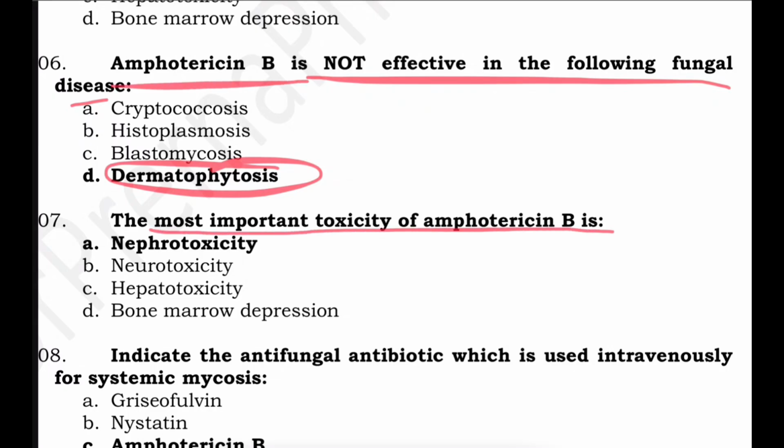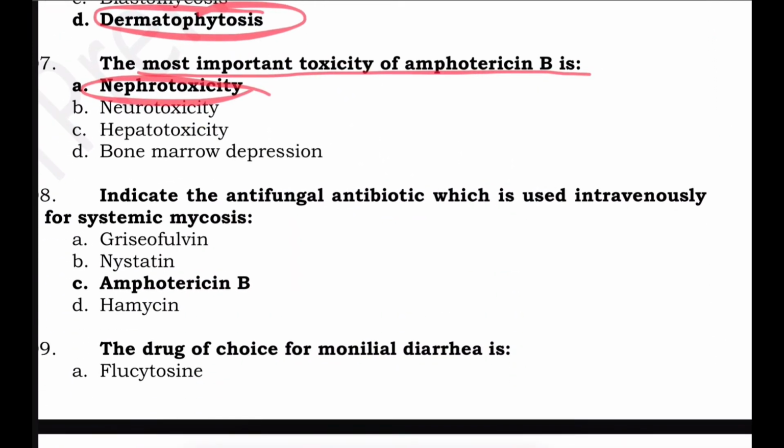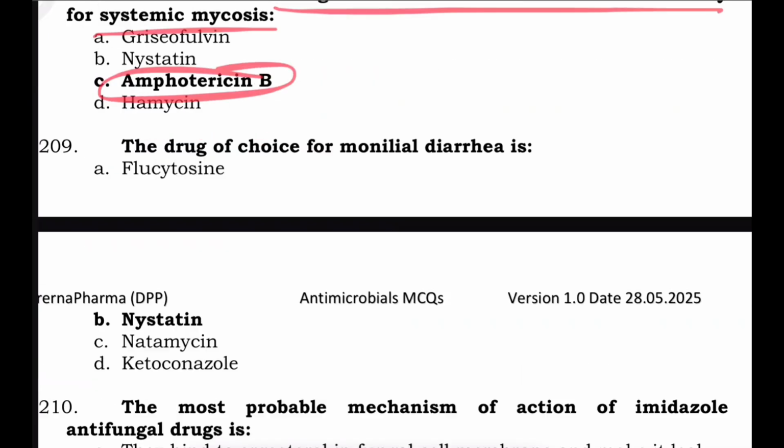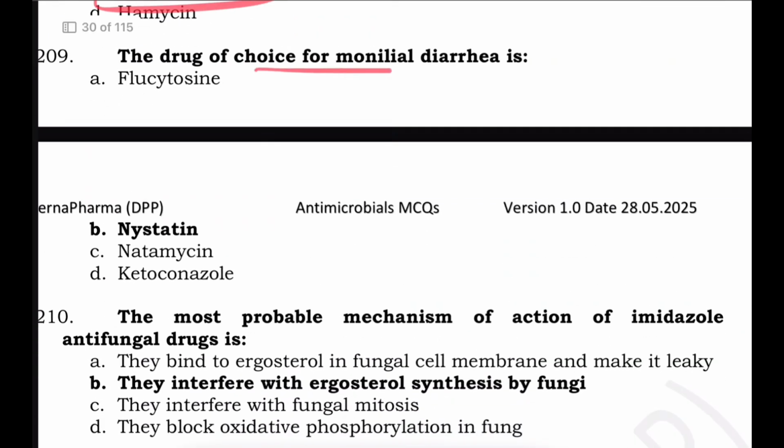The most important toxicity of amphotericin B is nephrotoxicity, right? Indicate the antifungal antibiotic which is used intravenously for systemic mycosis. Amphotericin B is used systemically for mycosis. The drug of choice for monilial diarrhea. For monilial diarrhea, the drug of choice is nystatin. Now this is the drug which is used in fungal infection.